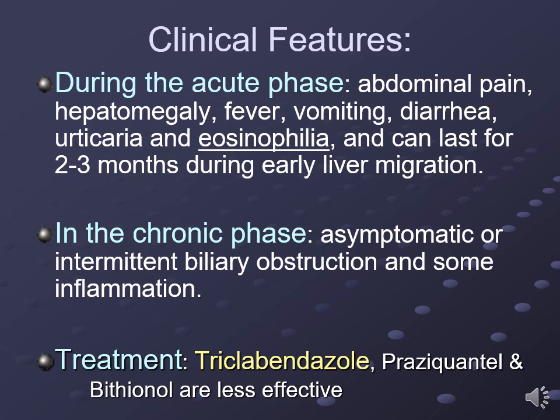Clinical features during the acute phase, you can read it there. As I described to you, some fever, hepatomegaly, vomiting, nervousness symptoms, eosinophilia, all will occur. In the chronic phase, it becomes asymptomatic or intermittent biliary obstruction. Okay. Treatment here, as I said, it's not praziquantel, it's better triclabendazole. But if triclabendazole is not available, then praziquantel as a second best drug, and bithionol as well can be used, but it is less effective. So triclabendazole is the better treatment for Fasciola hepatica.